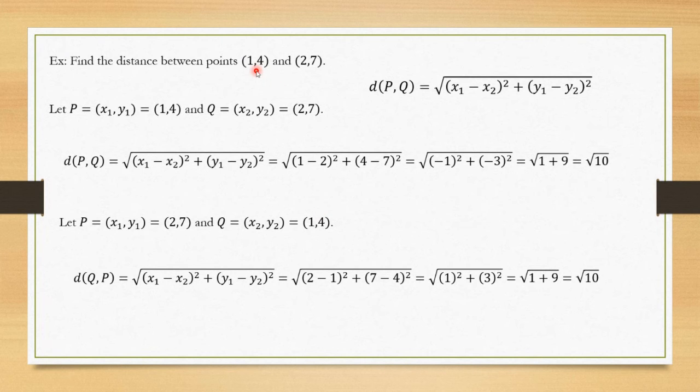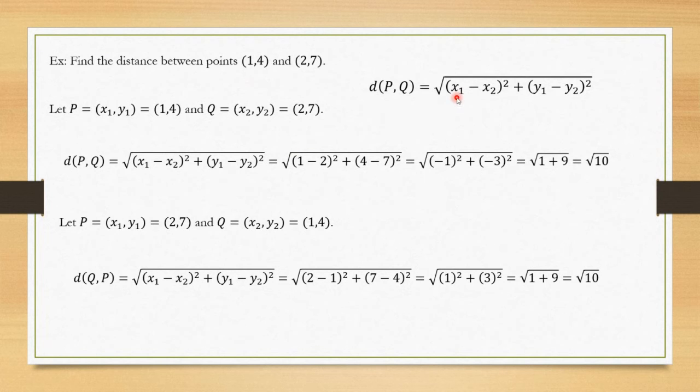Here, let's find the distance between the points 1, 4 and 2, 7. I put the formula here. I'm going to let P be the first point and Q be the second point, and then we're going to use this formula. So again, what happens?